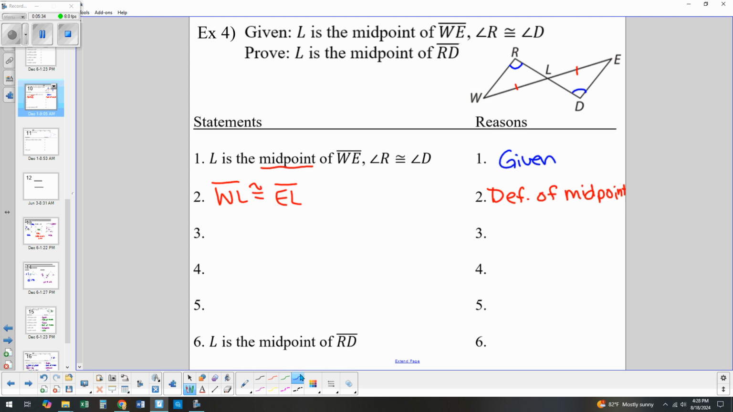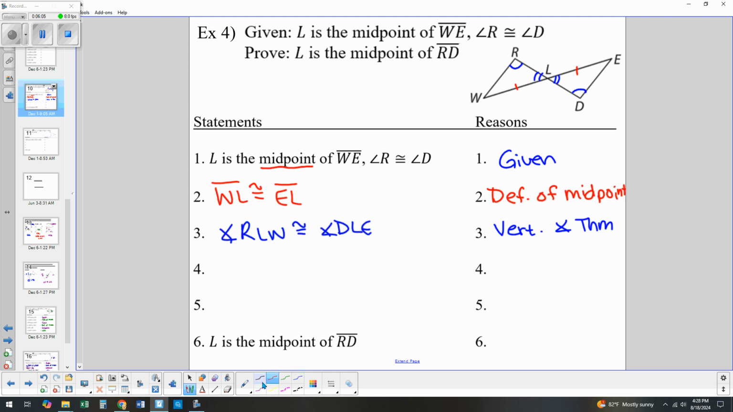So looking at my picture, because I can't do anything else with the information I've used in my proof, I also have a pair of vertical angles. So I'm going to mark those, and I'm going to say it in my proof. And remember, we can't call it angle L because there's too many angles at vertex L. So angle RLW is congruent to angle DLE. And that was the vertical angle theorem.